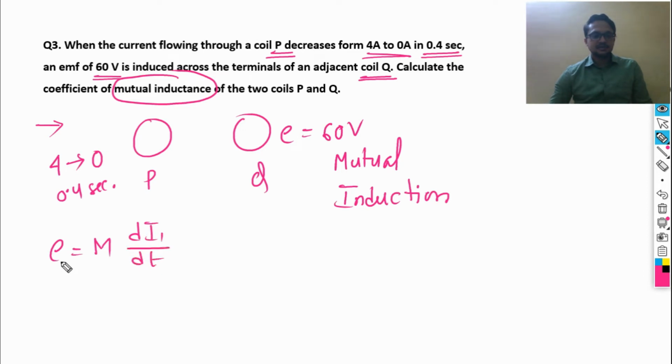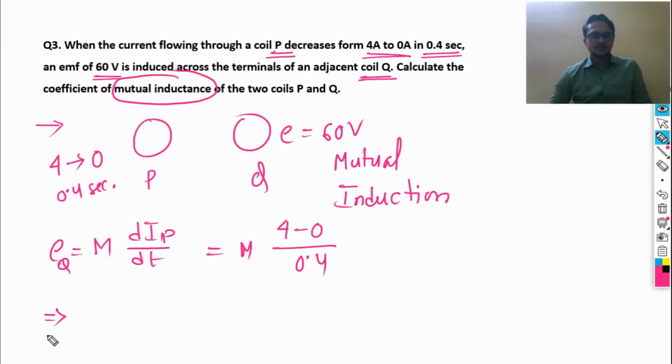This EMF is in the Q coil, but this change in current will be in the other coil, that is P coil. So here we have to find mutual inductance. M = dIP/dt, from 4 to 0. So we'll take the magnitude. Magnitude means bigger minus smaller always, because the magnitude of EMF is given, and 0.4 second.